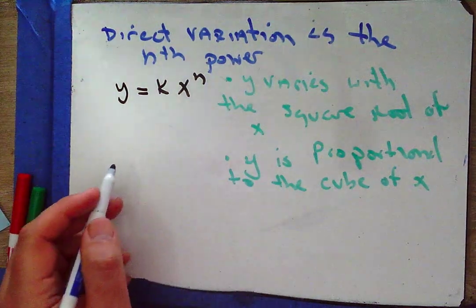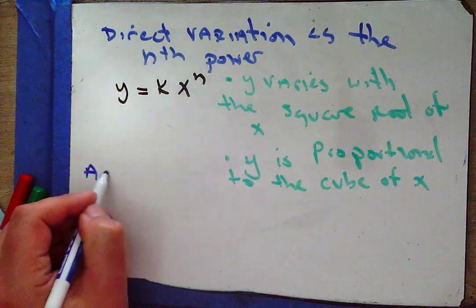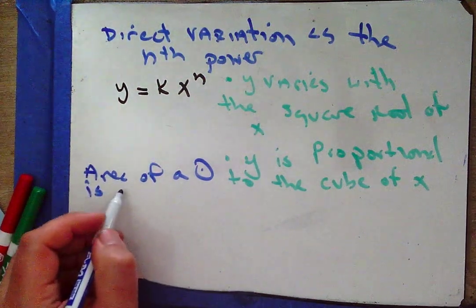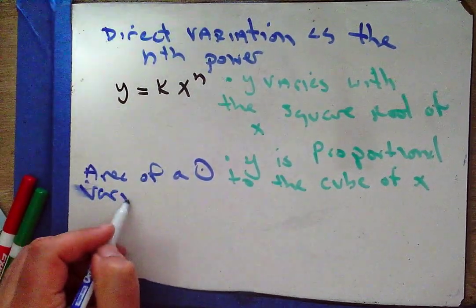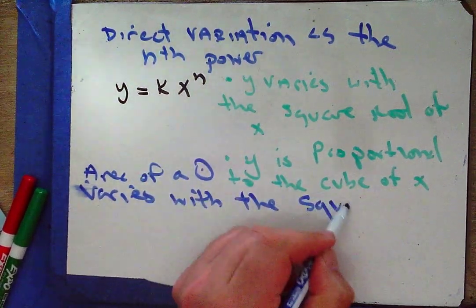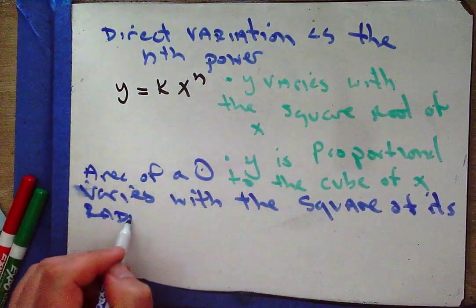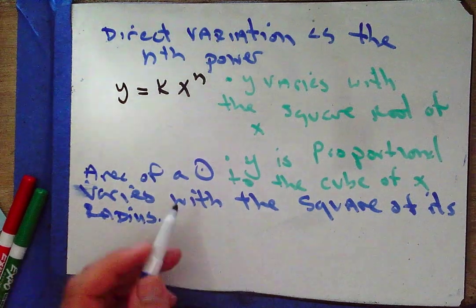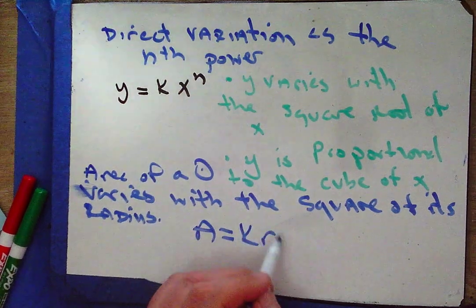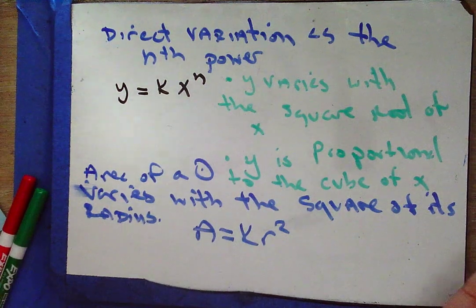There's our model. And so what's a sample problem? The area of a circle varies with the square of its radius. Oh, well, I know that variation model. A equals kr squared. And then they'll give us some information to solve for k.